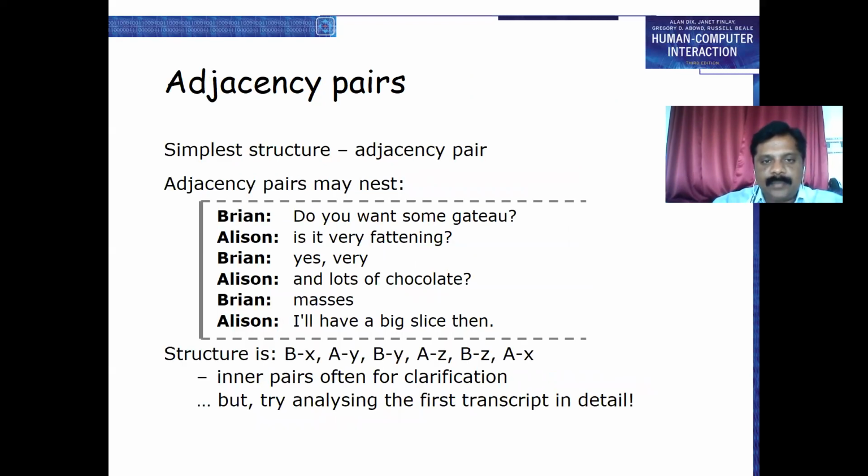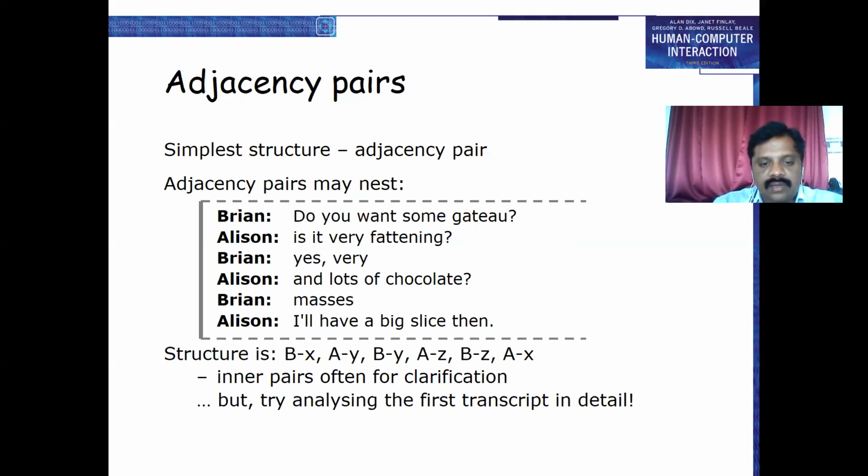Next, adjacency pairs. This is the simplest structure, the adjacency pair. Like I already said, if you have two persons, one may speak and the other may listen. Next time, the speaker goes to listener and the listener goes to speaker. Like that, they are exchanging turns. For example, here we have Brian and Allison. First, Brian will talk. That is called X.